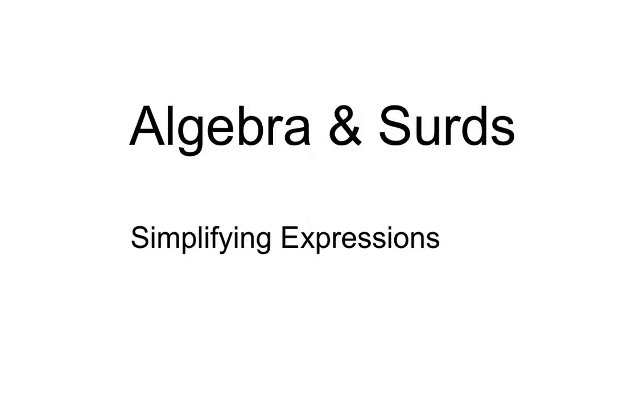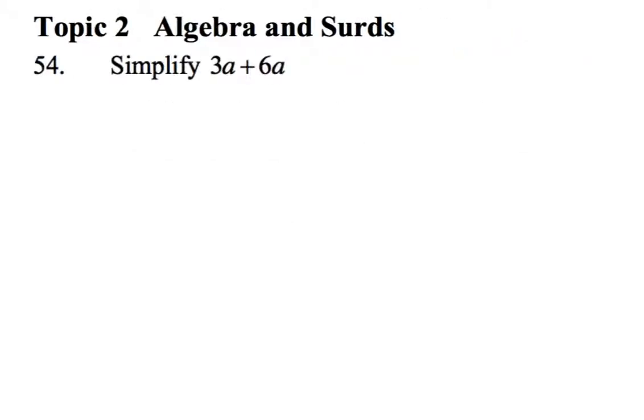Hey, this is a video from the Algebra and Surds topic, and we're having a look at simplifying algebraic expressions in this one. Let's have a look at a few key examples. This one is just adding like terms, so we've got 3a plus 6a, and we just make 9a from that. Not too bad, those ones.